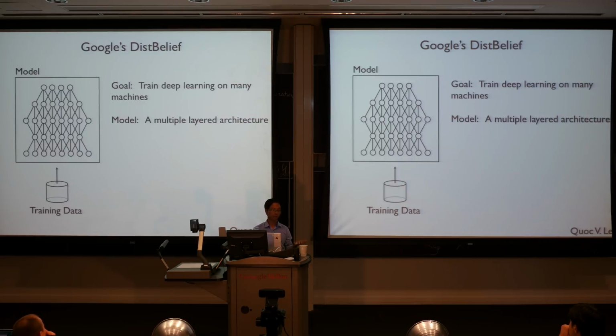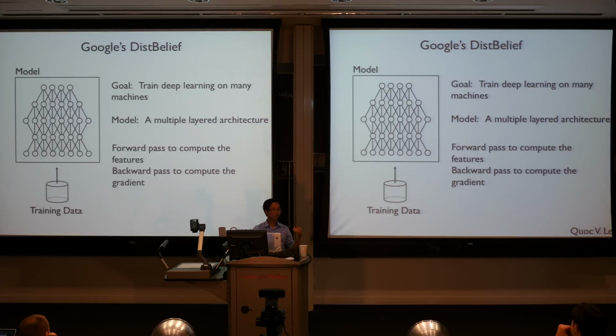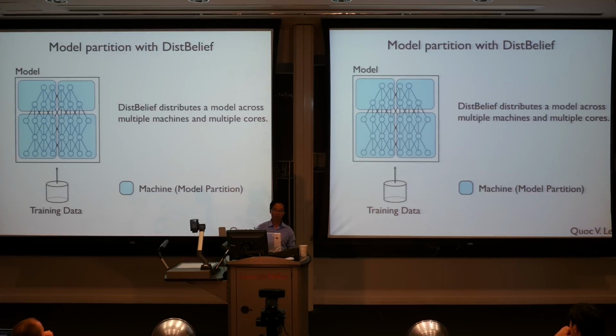And the model is what I've told you earlier. It's a neural network. In neural networks, in general, there are 2 steps that you have to do. You do forward prop to compute your prediction, and then you do back prop to compute the gradient, right? That's all you need to do in a neural net. To parallelize the training of the neural network, we use 2 ideas. The first is model partitioning. So you take a neural network, and then you divide it across many machines, right?